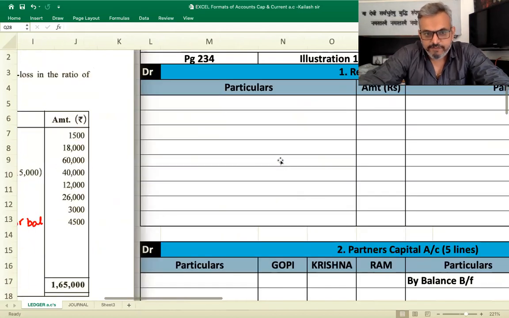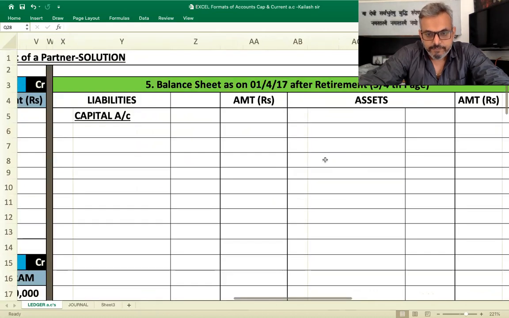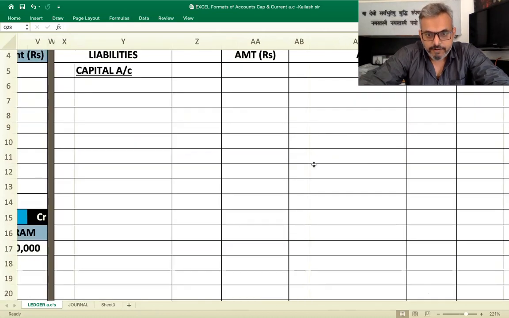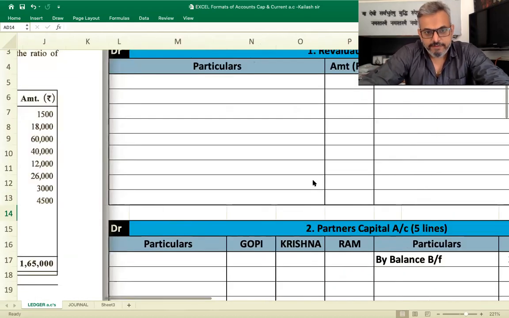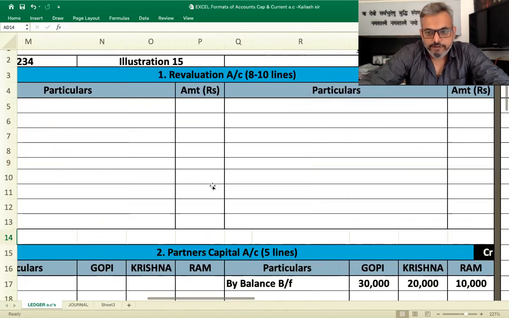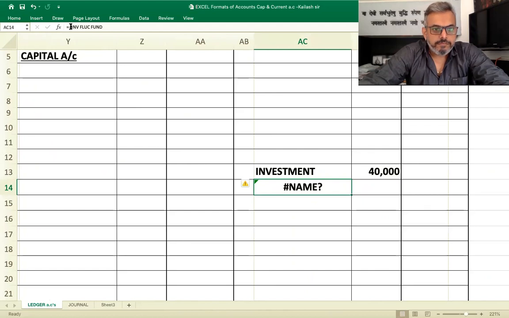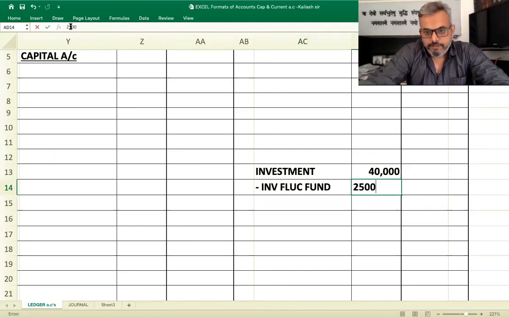Now investment is 40,000. So let me write investment in the balance sheet, 40,000 rupees. I'll leave some lines. Inner column 40,000. Now minus investment fluctuation fund. How much is the market value? You can see in the question that the market value is 15,000. So in the outer column, what we get is 40,000 minus 25,000, which comes to 15,000.